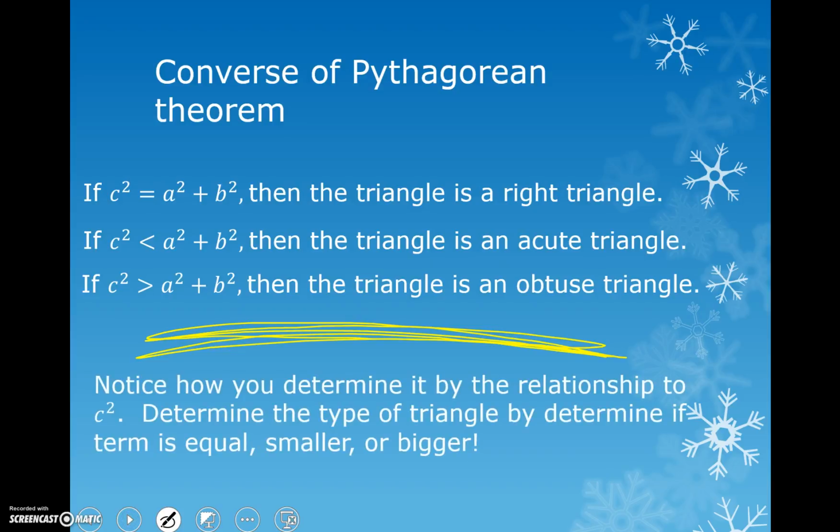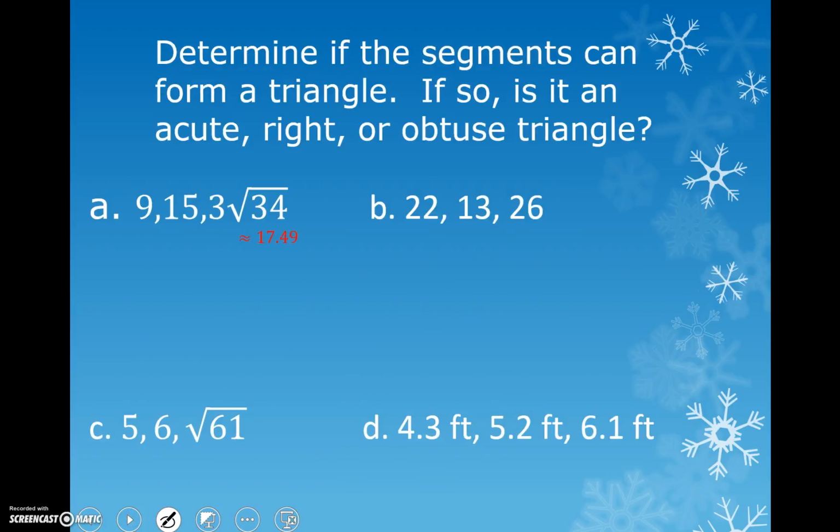Okay? So again, notice how everything is based upon the c squared relationship to determine what type of triangle exists. So really quickly, at least for one of these here, we want to determine if they form a triangle, and if so, is it acute, right, or obtuse. So remember, when you're doing these to figure out if they form a triangle, you add any two sides and make sure it adds up bigger than the third.